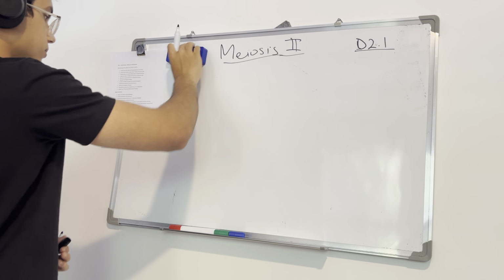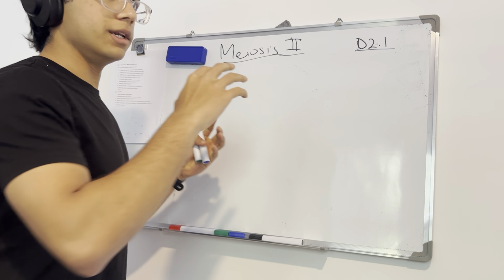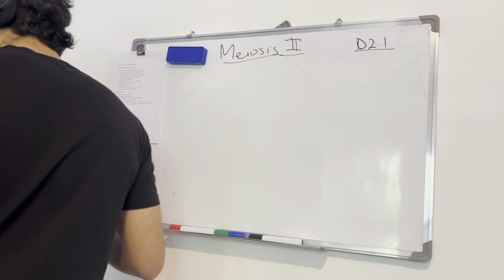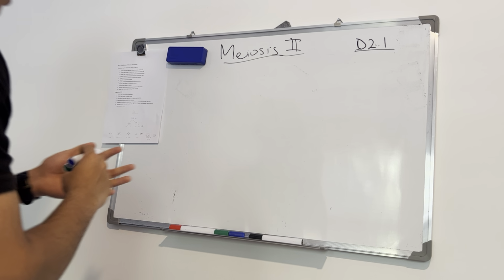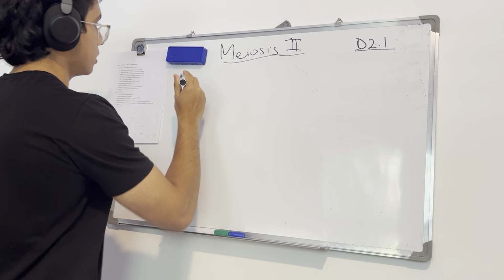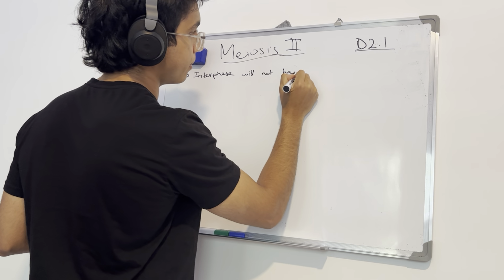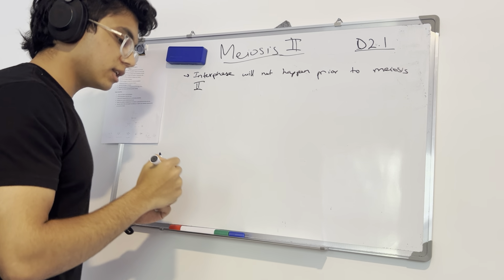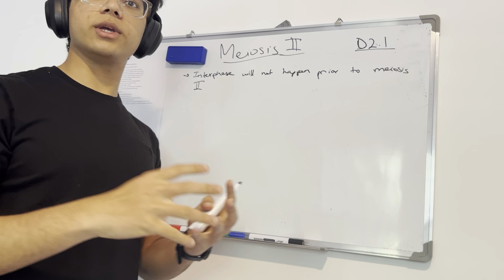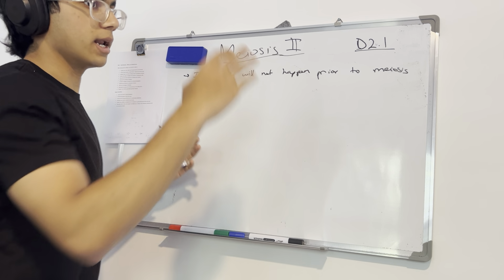Now, in meiosis 2, something very interesting happens. The steps are relatively similar, but in prophase, the sister chromatids that condense are going to just be split up. So the sister chromatids are not going to multiply in this case. Interphase will not happen prior to meiosis 2, and that's significant because we're not going to have the duplication where you get 46 going into 92 chromosomes so that they can split.